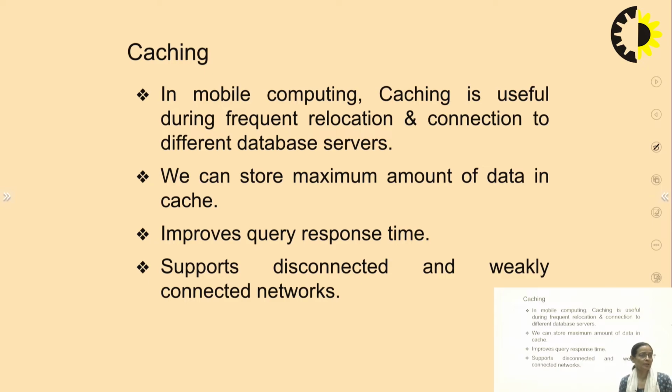Another important challenge is caching. As we are aware, in mobile computing, caching is useful during frequent relocation and connection to different database servers. So we can store the maximum amount of data in cache, but still, as we have seen earlier, the devices are small. Then again the question comes, how are we going to store the maximum amount of data in a small cache? No doubt, if we store the maximum amount of data, it improves the query response time. So again, caching is an important property which we require here. Also, it supports disconnected and weakly connected networks. So caching is an important aspect, but then again the question comes, how are we going to store the maximum amount of data, or the data we use frequently, in a small cache.